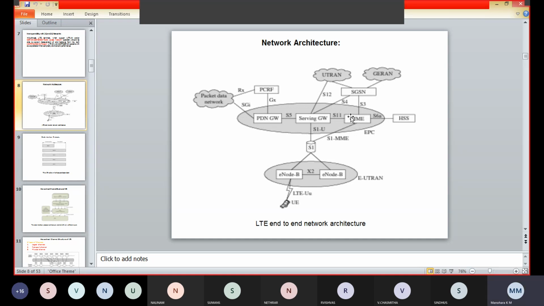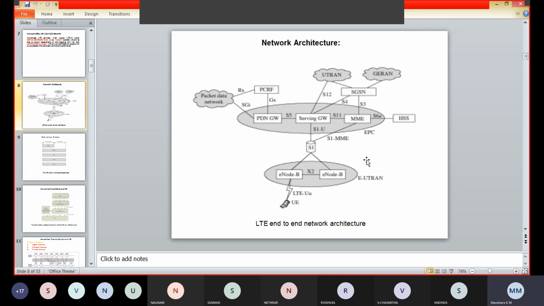For the other nodes in this figure, the policy and charging rules function, that is PCRF, is for policy and charging control.